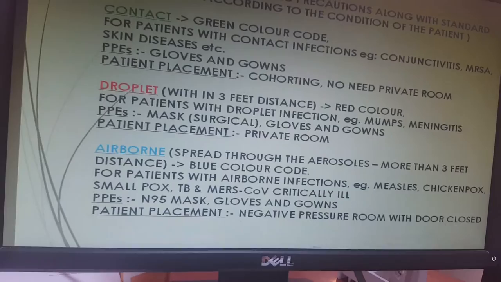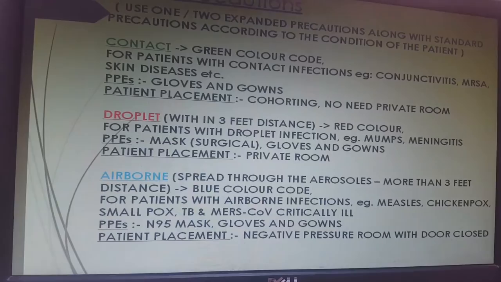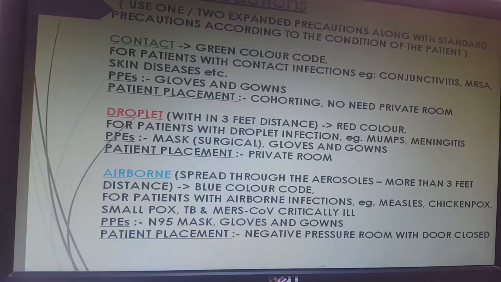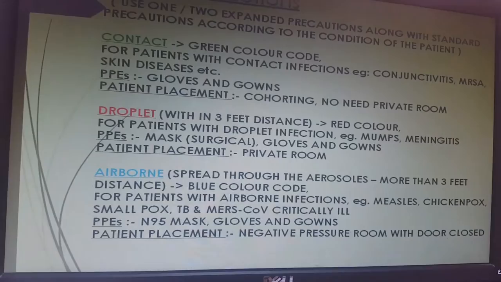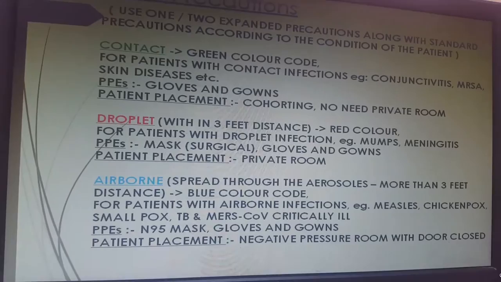We have three types of N95 in our hospital: 1860, 1870 and 1805. This is what we have in our hospital. So you have to make a fit test and you have to get a card. We have to check what is fit for you. This is done by the infection control practitioner on the female side. And on the male side, Dr. Abdel Latif got training about how to do the fit test for the male staff, and he's the one doing this fit test. So you have extra precaution to be used for patients according to the diagnosis.